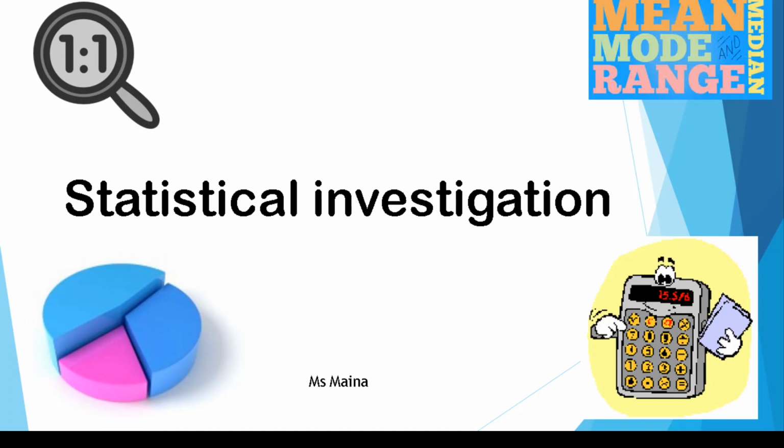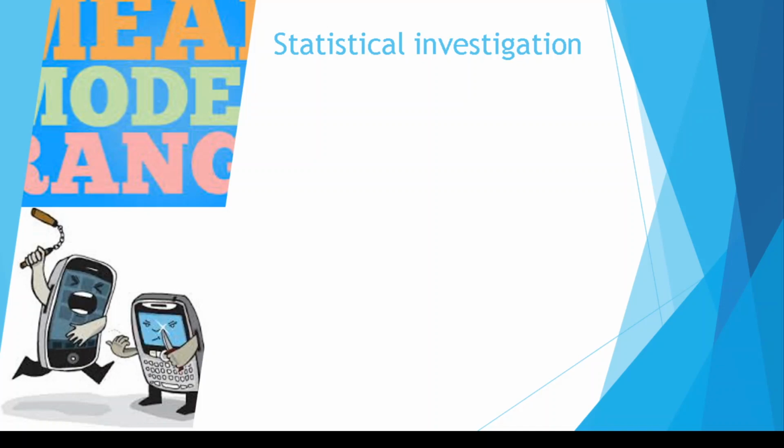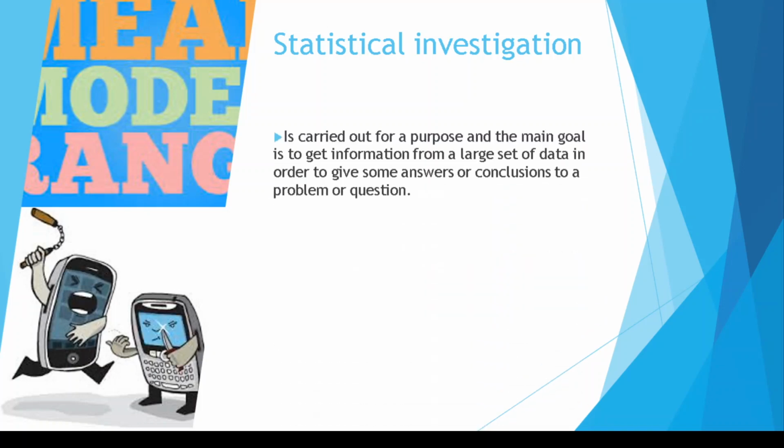Today's lesson is on statistical investigation. So when we talk about statistical investigation, it is carried out for a purpose, and the main goal is to get information from a large set of data in order to give some answers or conclusions to a problem or question. Any investigation should always follow the four-step problem-solving cycle.